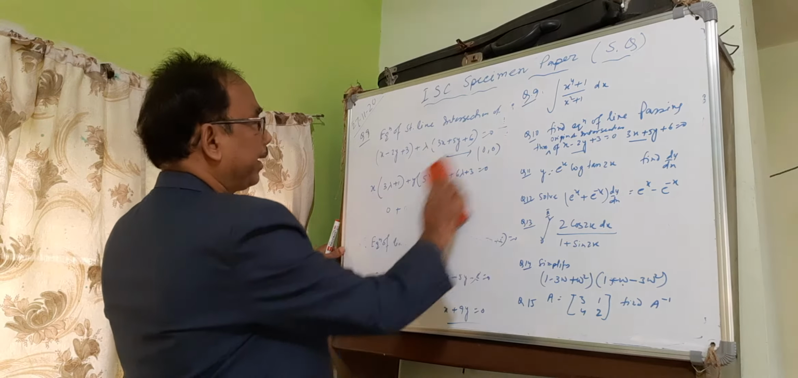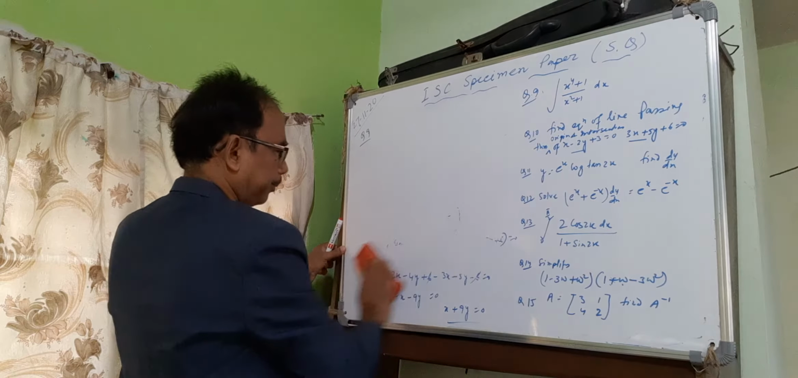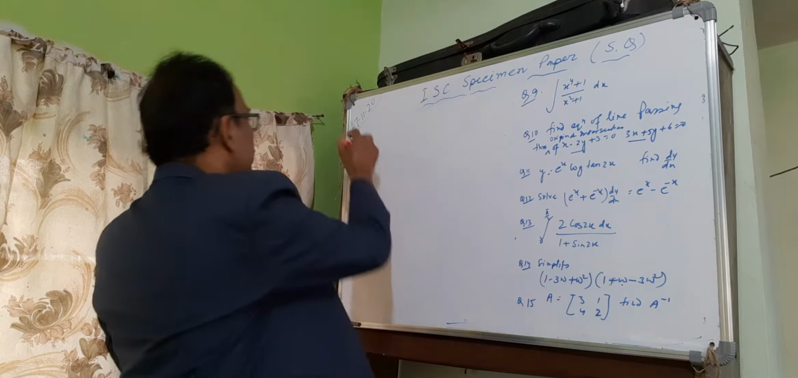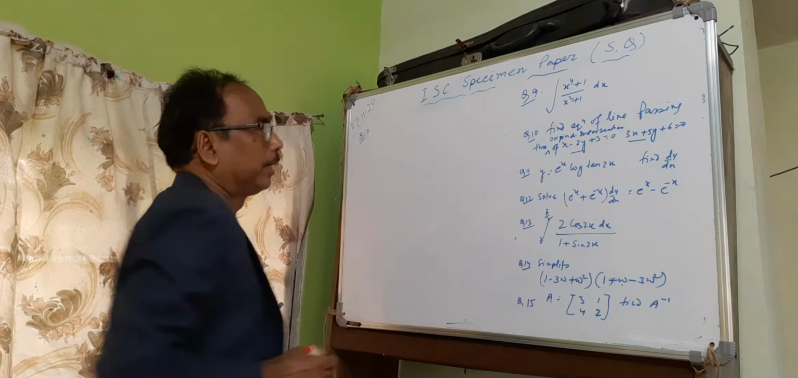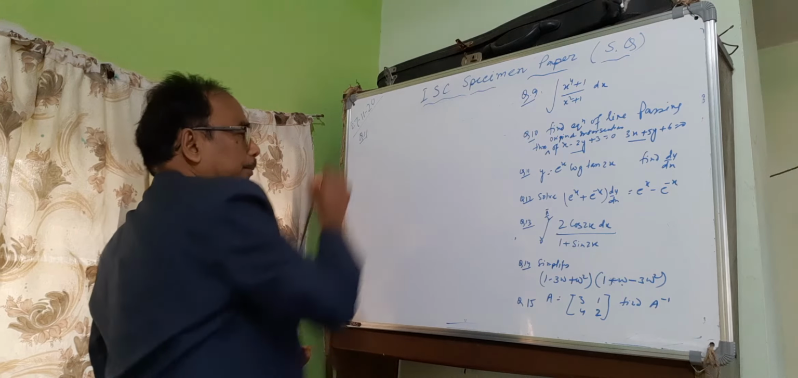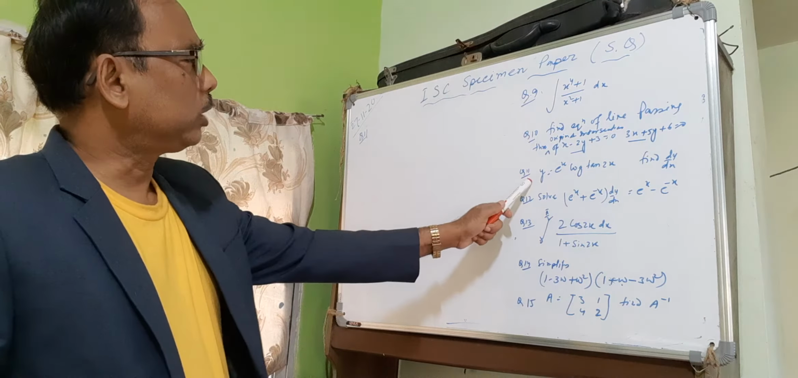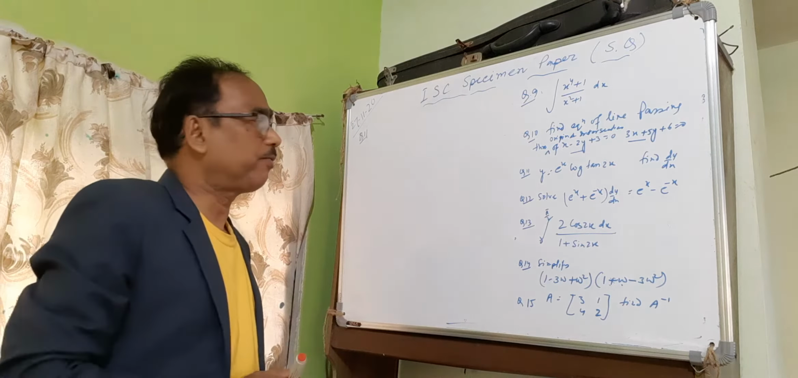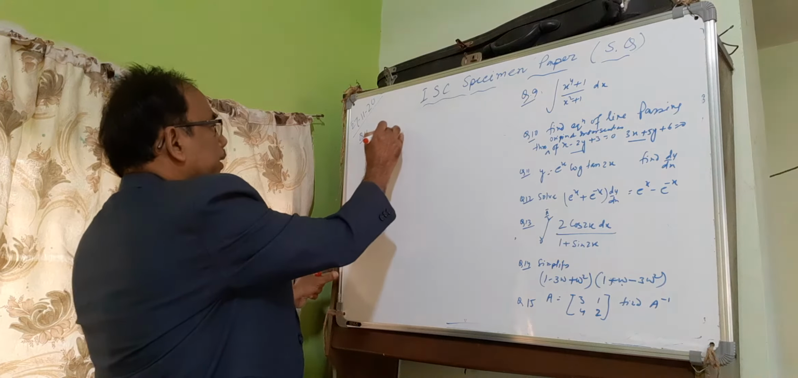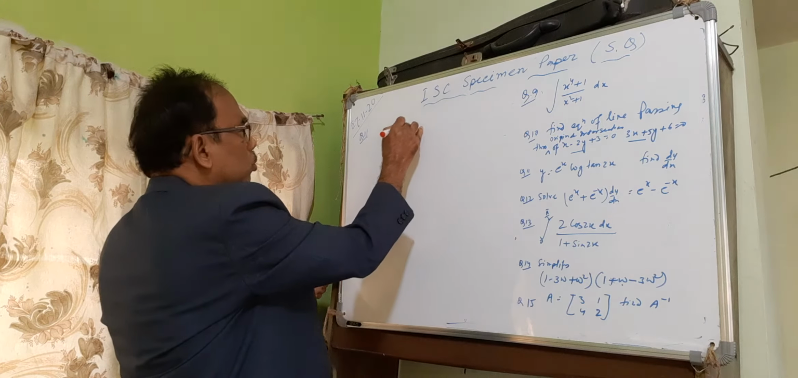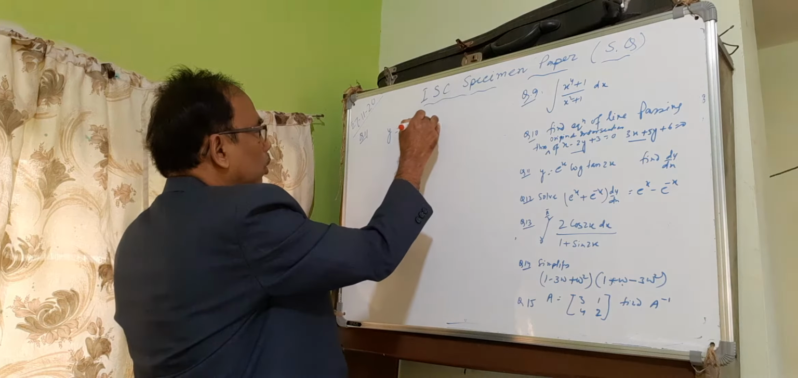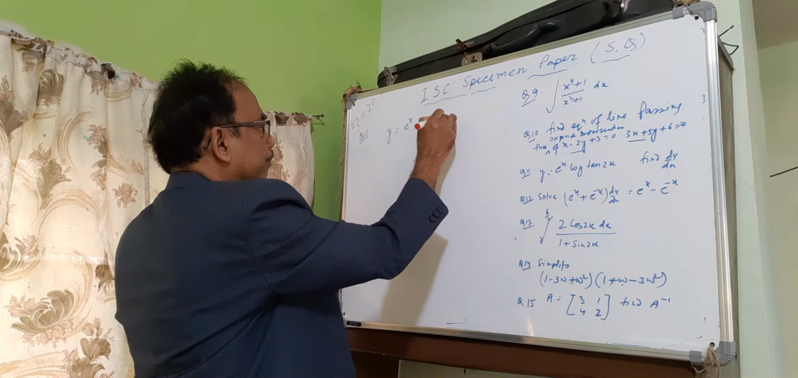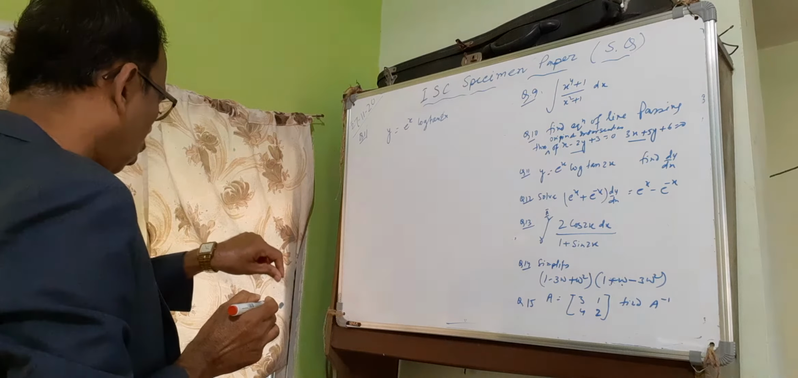Next, question number 11. Here, y equals e to the power x log tan 2x. Find dy by dx, that is differentiation. Here, y equals e to the power x log of tan 2x.